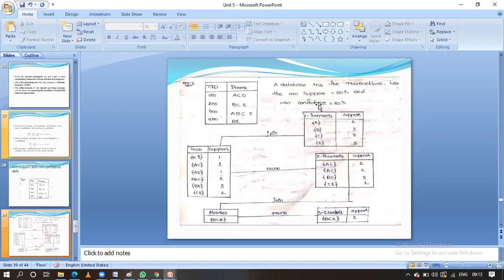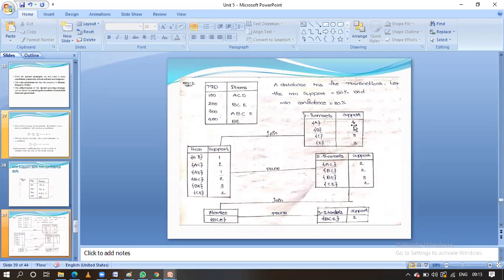Okay, here the minimum support they have given is 50%, which means the minimum support value is 2. Why? Because here how many transactions are there? 4 transactions. In that, 50% means 2 is the value. We have to write down how many times each item is repeated in the item set 1, that is, item and its support.